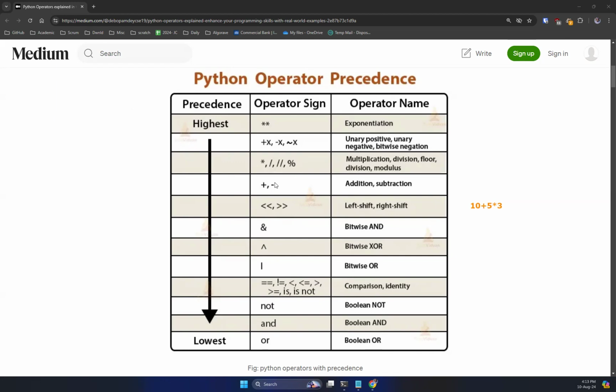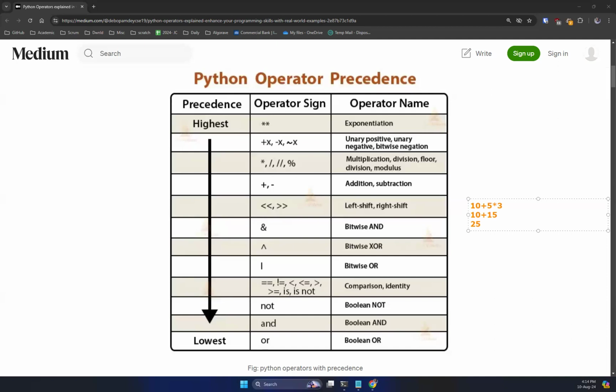Then you can see plus is one level less than the multiplication. Therefore, multiplication gets the higher priority. Then first you perform 5 into 3, which becomes 15. Now it's the same as 10 plus 15. Then you get 25, because of the operator precedence.